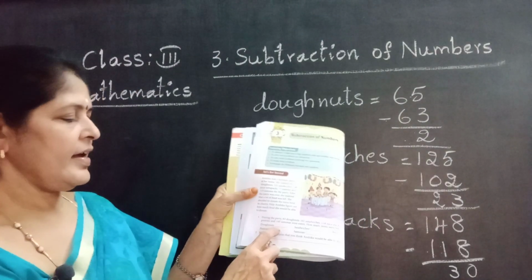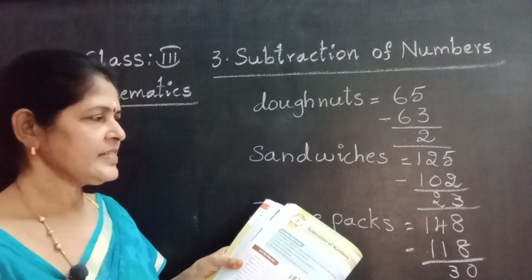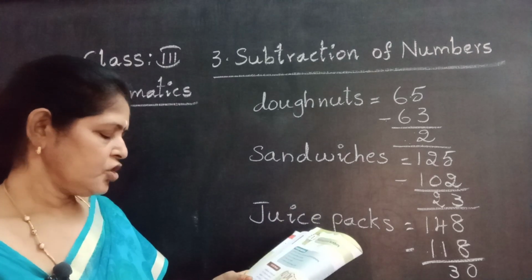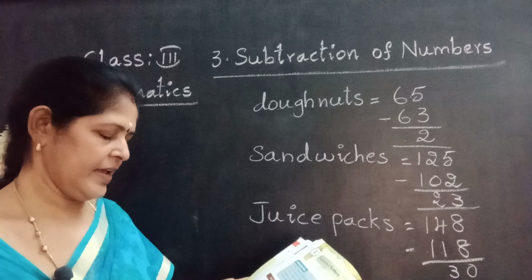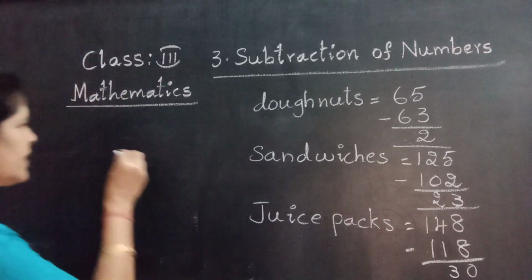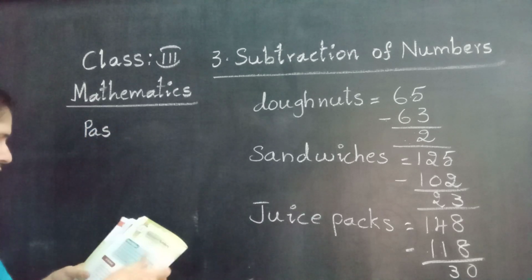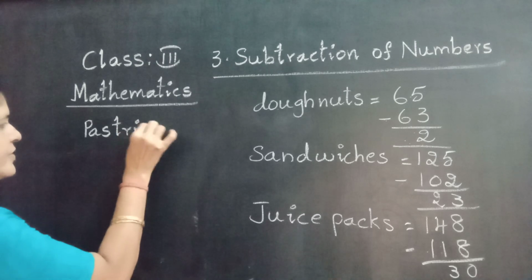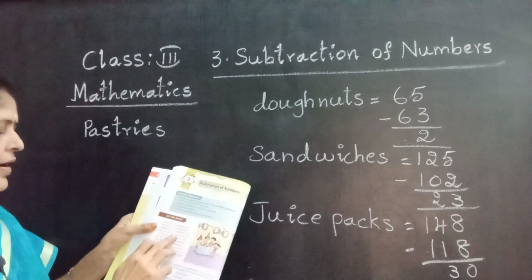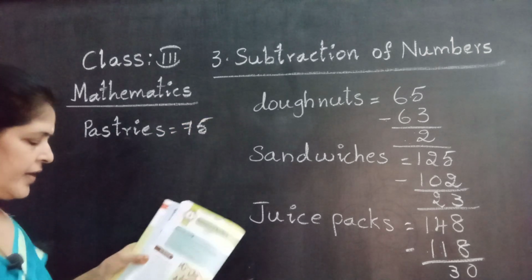You have to write here: 2 donuts are left, 23 sandwiches are left, juice packs are 30. Next one goes to pastries. How many pastries is she going to order? See the number here. 75 pastries. How many are eaten?